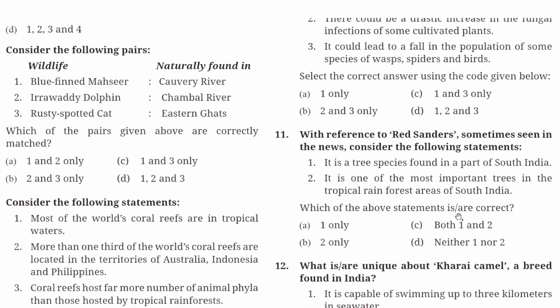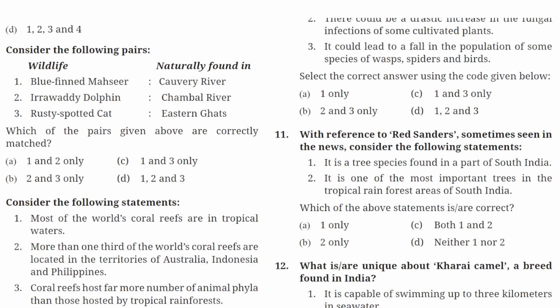Moving forward, question number 11. With reference to red sanders sometimes seen in the news, consider the following statements. It is a tree species found in a part of South India. It's true. It is definitely found in South India. It is one of the most important trees in the tropical rainforest areas of South India. No, it can't be one of the most important. So the answer is 1 only, A.